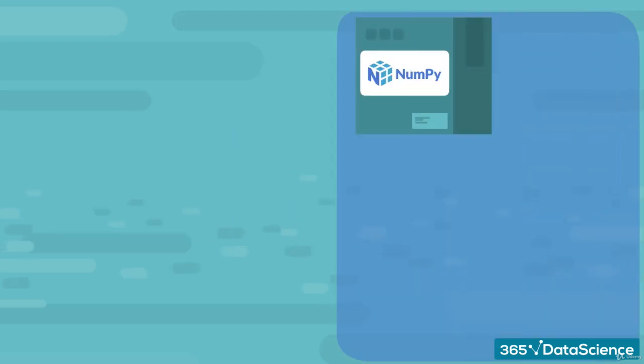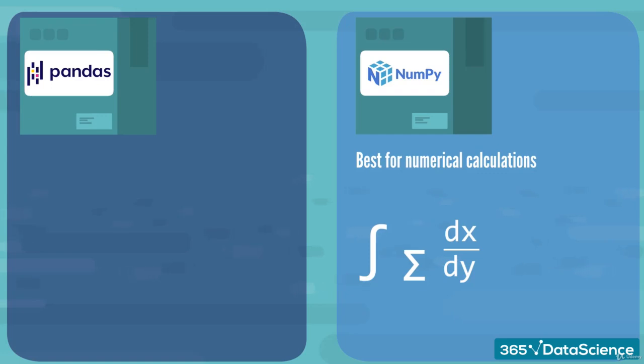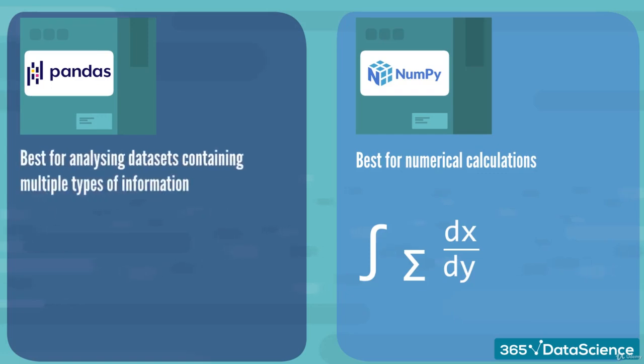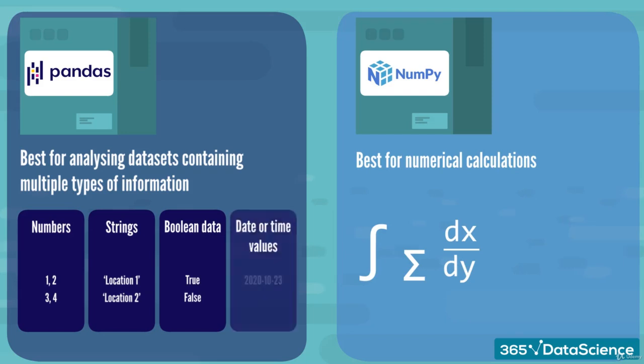Finally, while NumPy is the library to opt for when it comes to dealing with numerical calculations, Pandas has been specifically designed to help you if you have to analyze datasets containing multiple types of information. In other words, if you need to store not only numbers, but also strings, Boolean data, date or time values, a Pandas series or a data frame is the way to go.